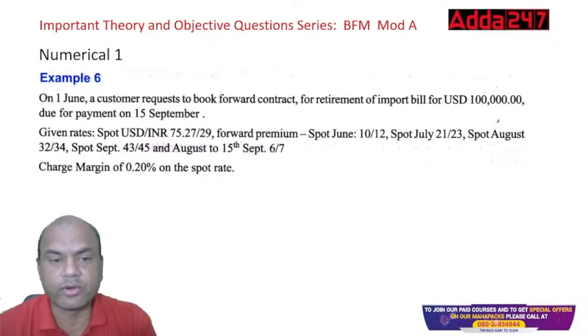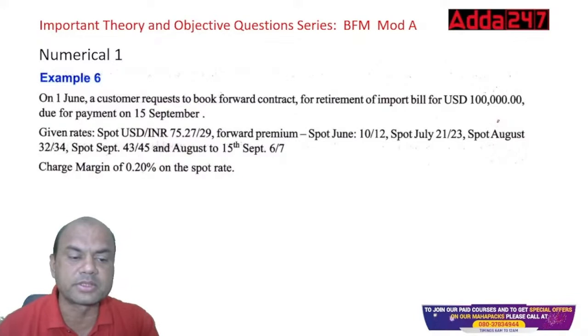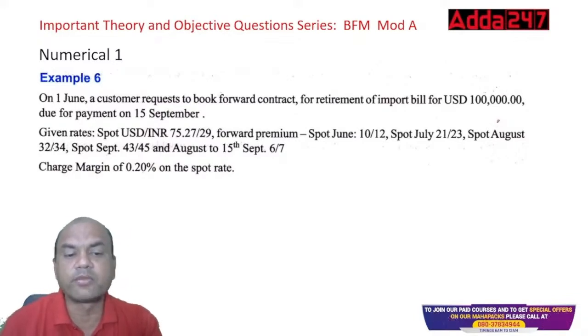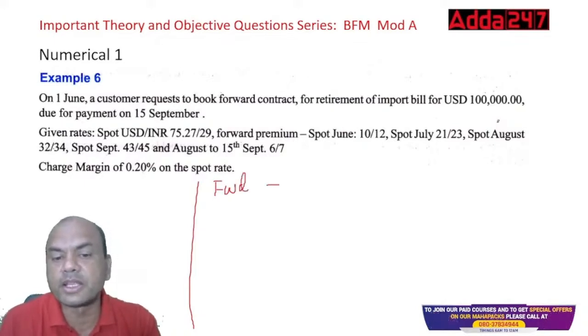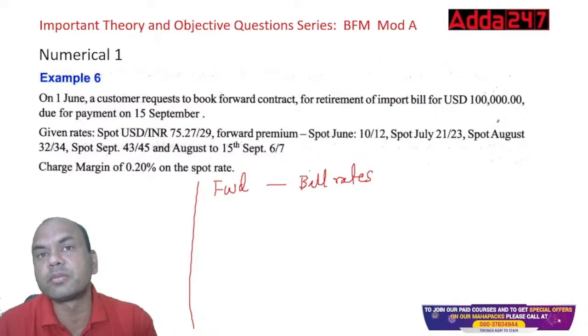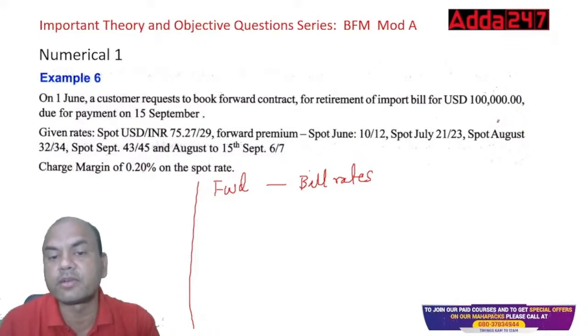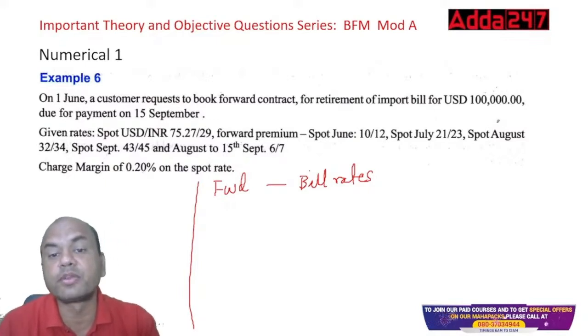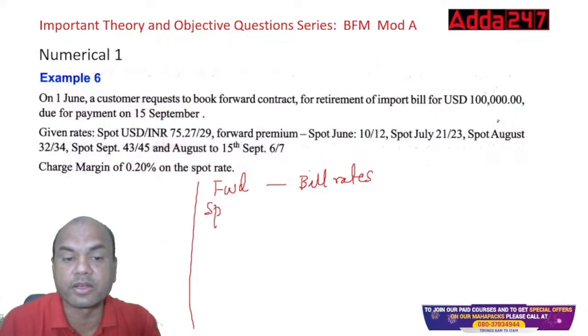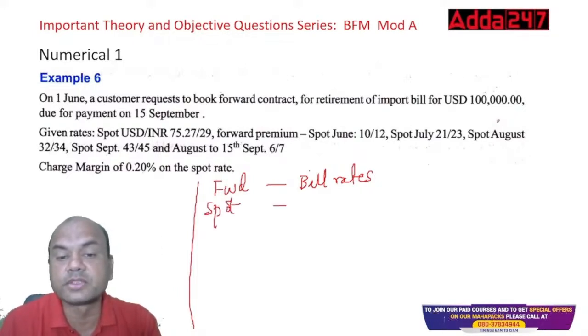Forward contract. Immediately it must strike your mind that whenever we say forward contract, it means I'll have to use the forward rates, bill rates. Remember this, bill rates. Whenever I'm talking of forward contracts, I'll have to use bill rates. Whenever I'm talking of spot transactions, I'll have to use TT rates. Spot transaction, you'll have to use the TT rates.